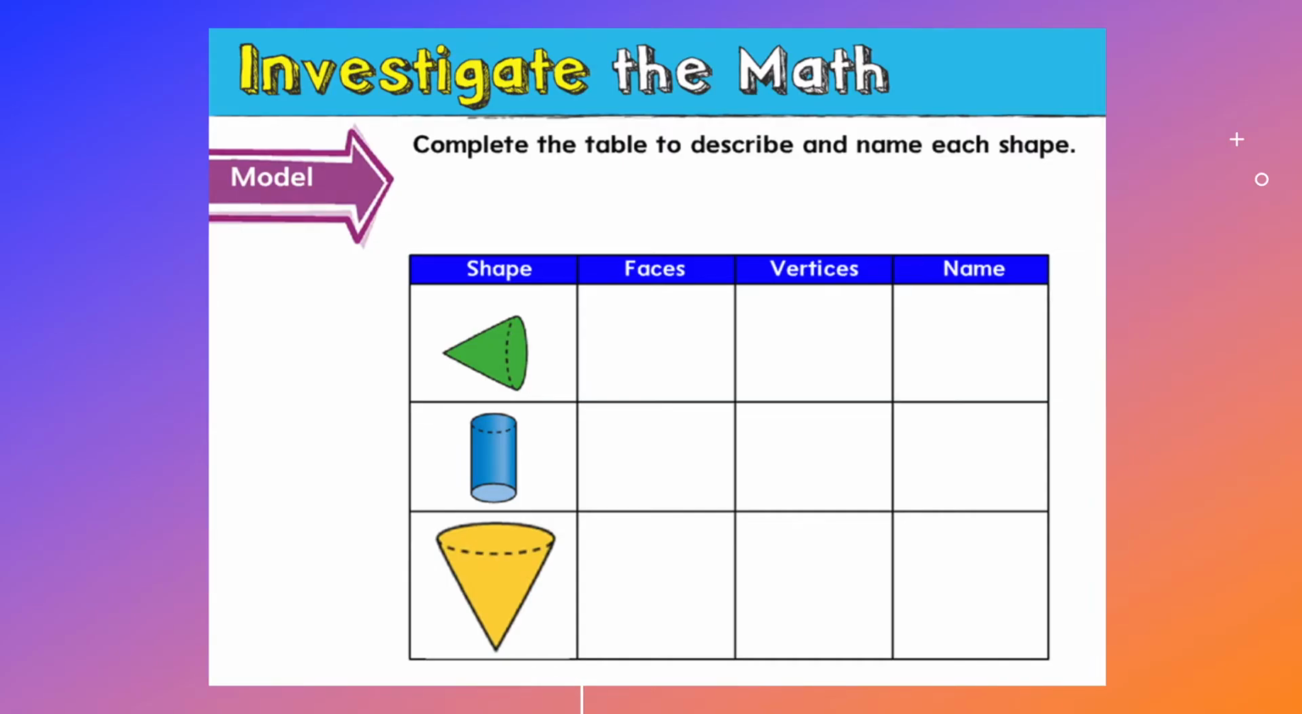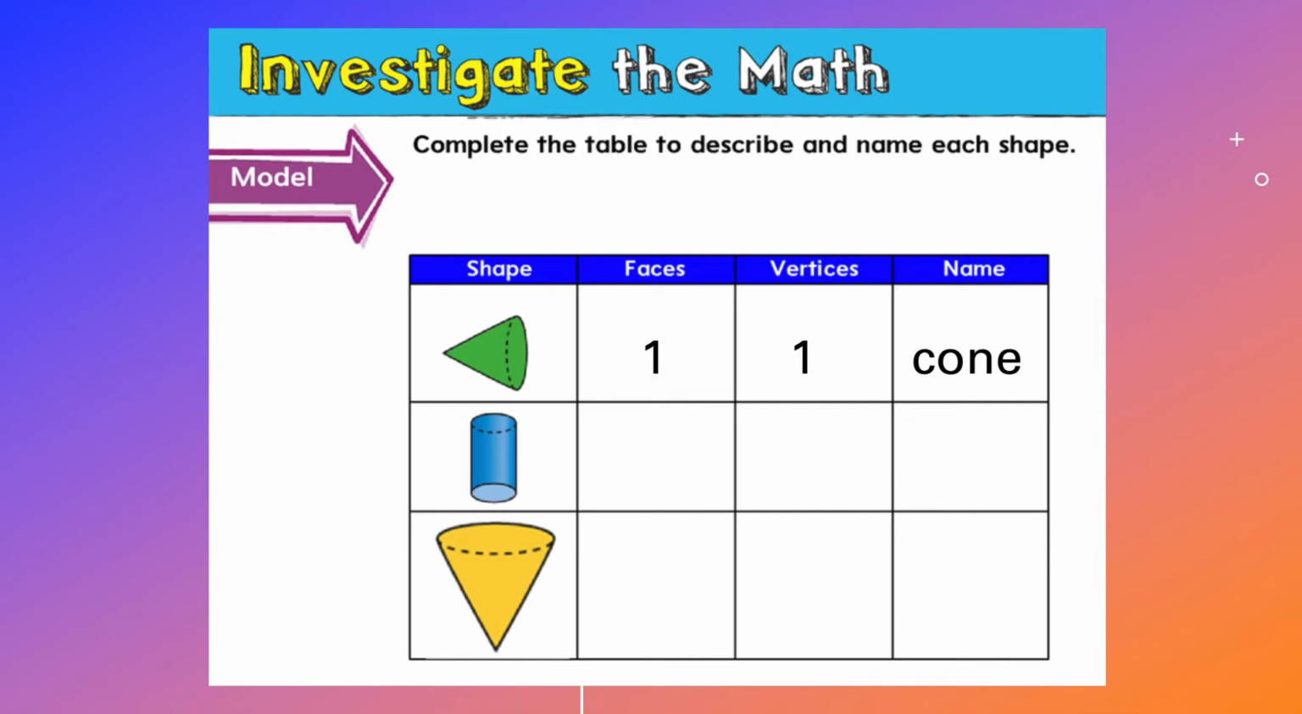Thinking about what we just learned in the video, let's go ahead and complete the table to describe and name each shape. Look at the green shape. How many faces does it have? How many vertices? And what is the name of the shape? Yes, it has 1 face right here and 1 vertex right here, and it is called a cone.